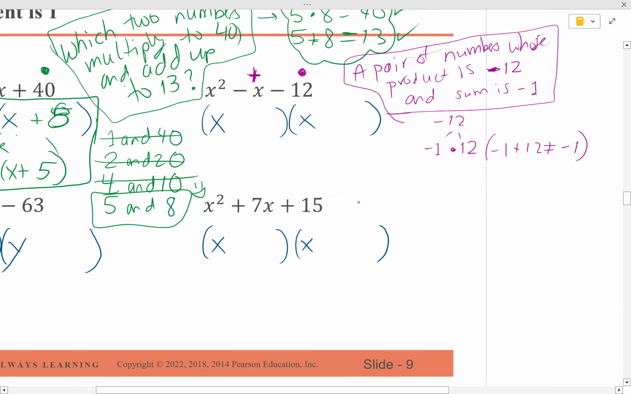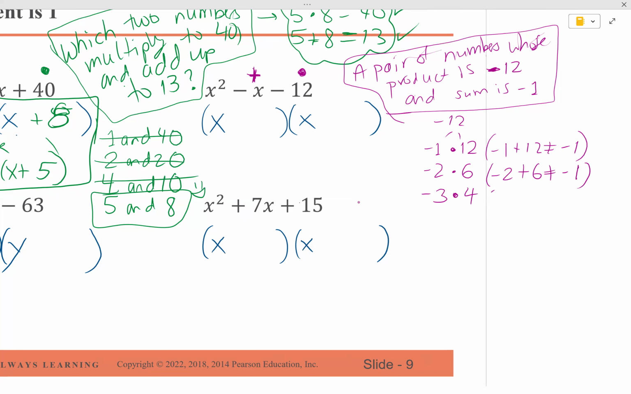Okay, what else? What two numbers can multiply to -12? How about -2 times 6? Because that would make -12, but -2 plus 6, that's not -1 like I want. How about -3 times 4? That would be -12, but -3 plus 4, ooh, it's not -1, but it's +1. So maybe if I switch the negative onto the other guy, instead of -3 times 4, what if I make it 3 times -4? Because 3 times -4 would be -12. And now when I add those together, I'll get -1 like I want. Yeah, that's a winner.